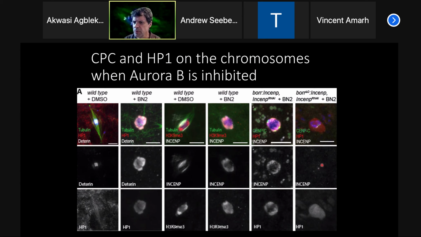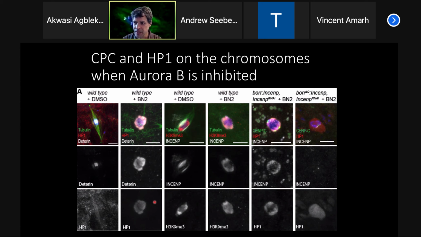So this supports a hypothesis that the CPC interacts with HP1 on the chromosomes, and because when we delete that region it no longer does, it supports the idea that Borealin is interacting with HP1. Okay? But that the Aurora B kinase is actually the thing that's causing these components, the CPC and HP1, to move from the chromosomes to the microtubules.